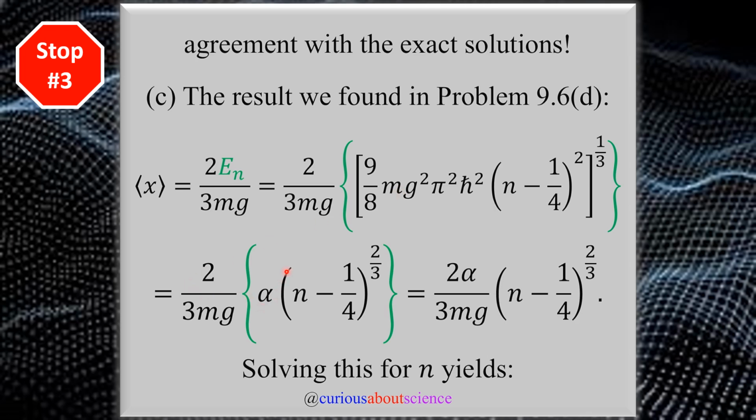But as we saw in the substitution, we had the alpha with n minus 1/4 to the 2/3. Now, I told you doing that alpha early would save us time, and here's the proof of that. So we have 2 alpha over 3 mg, and then we have n minus 1/4 to the 2/3 power. But this problem's asking us to solve for what n would lead us to have a height average of 1. So now we have to solve this for n.